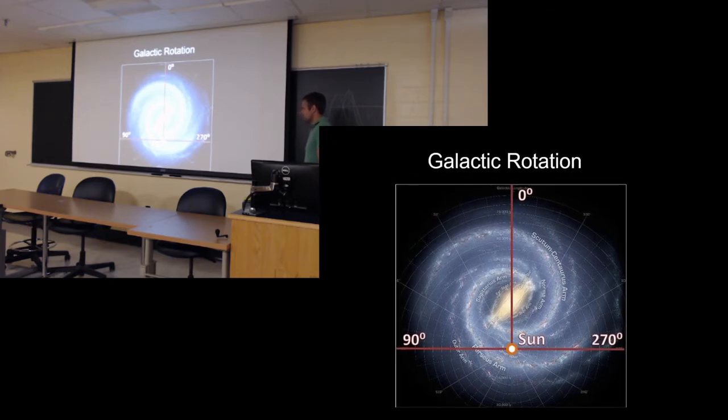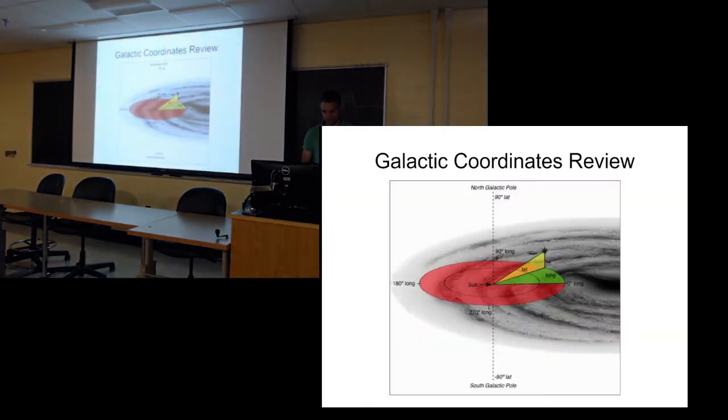This is our lovely picture, an artist's rendition of what the galaxy may look like if you were at the galactic North Pole, looking down on it. I've put on here some cardinal directions: 0 towards galactic center, 90 degrees, 180, 270, and we'll chop this up into galactic quadrants. It's kind of a handy little shortcut. We talked about those last time.